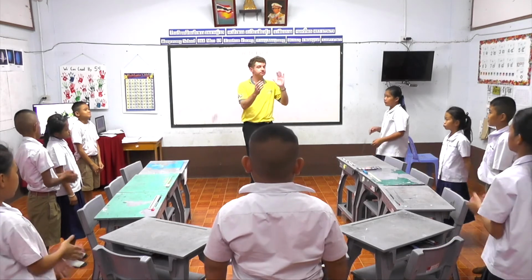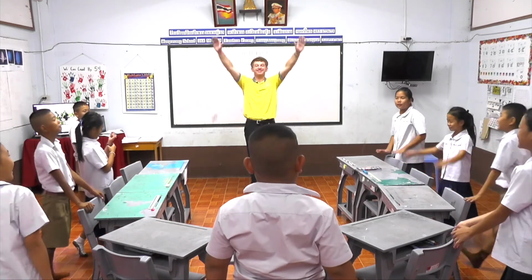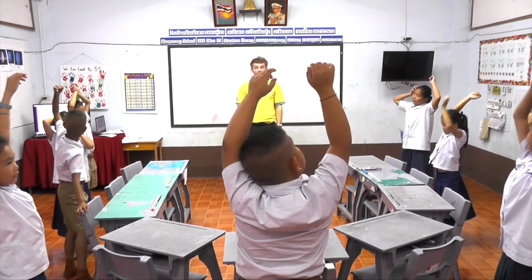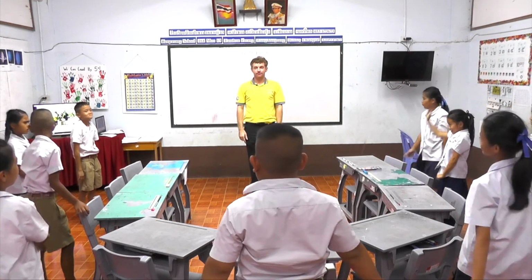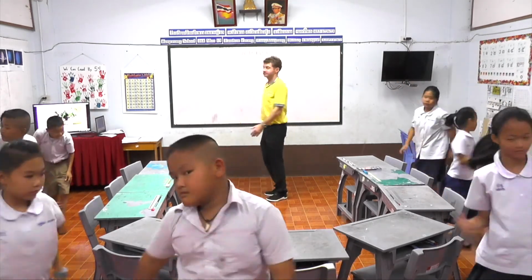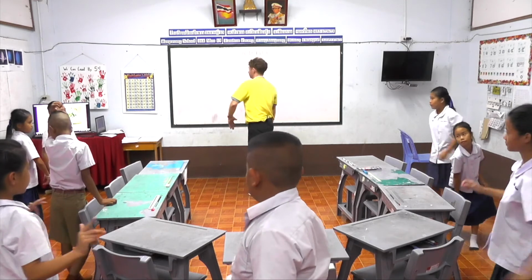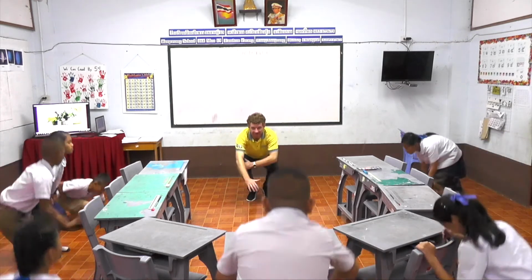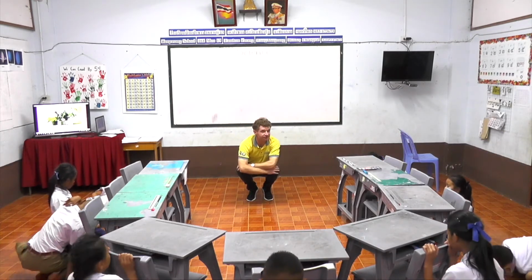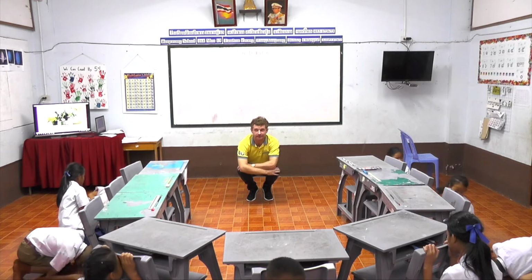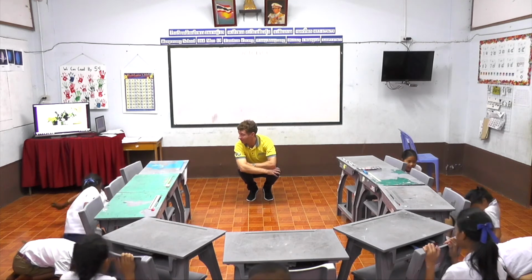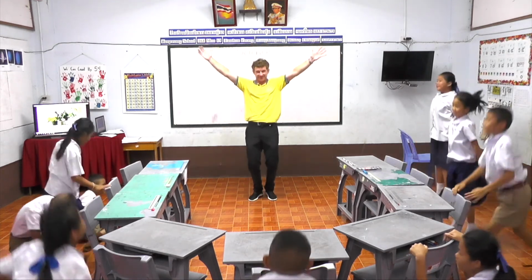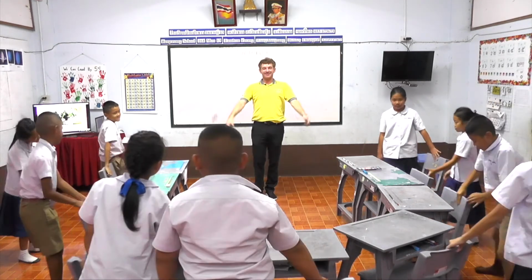2 claps. Teacher says, arms in the air. Arms down. Teacher says, arms down. Teacher says, turn around. Turn back the other way. And teacher says, down into a little ball. 5, 4, 3, 2, 1, jump. Teacher says, jump. And teacher says, sit down.